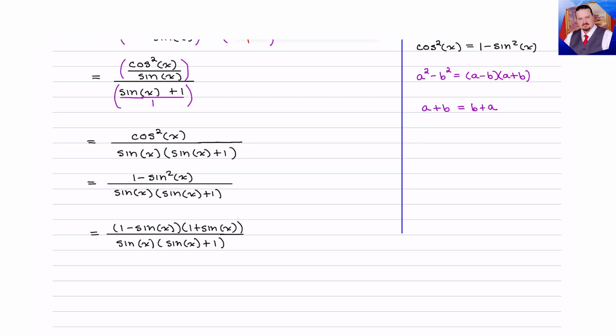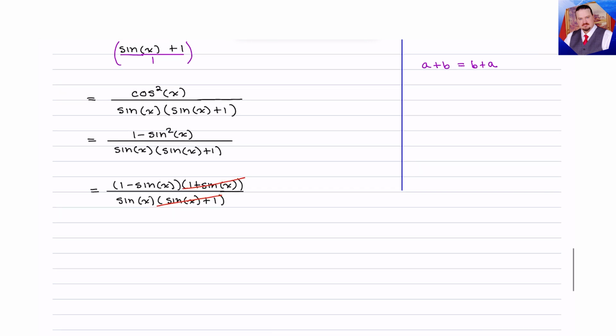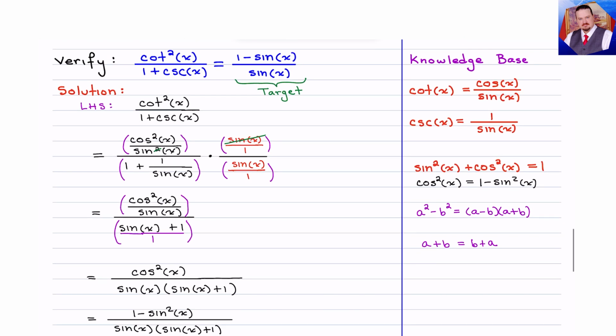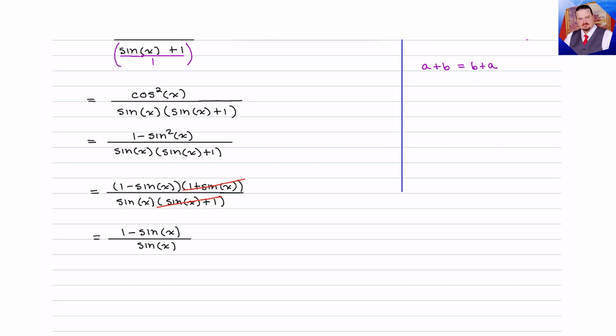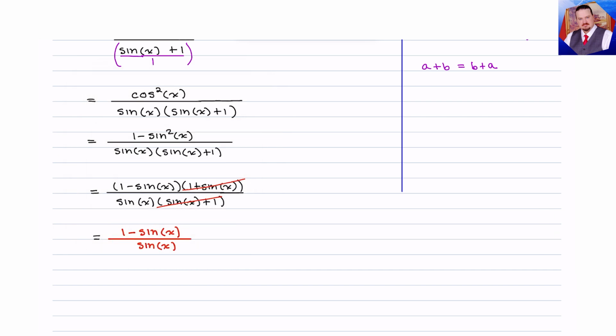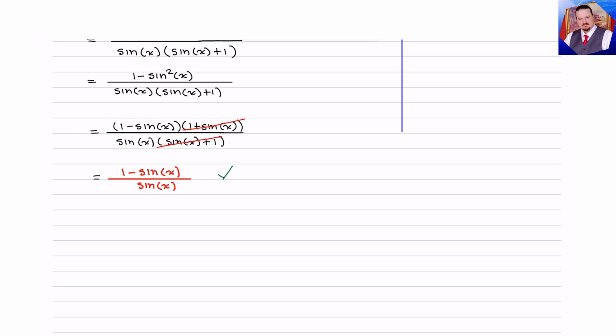What that does for us is it says that this term, 1 plus sine x, will divide out or cancel with that term, which is also 1 plus sine x. Now let's see what we're left with. If you're looking back at the original statement, this is what we wanted to show. This is my right-hand side, my target: 1 minus sine x, all divided by sine x. That's what I wanted. I achieved my target. And so therefore, we have established the identity.